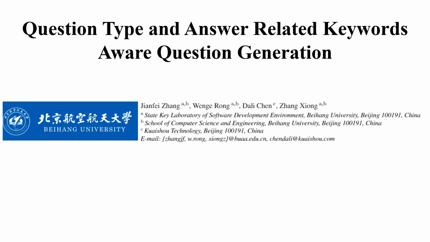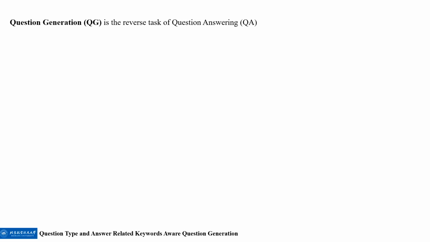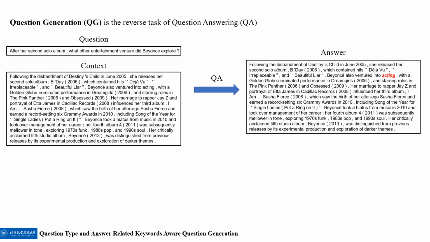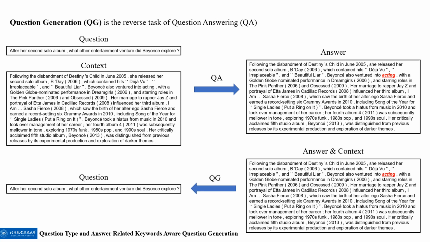I record this video presentation to introduce our work described in the paper Question Type and Answer Related Keywords Aware Question Generation. Question generation is the reverse type of question answering. Question answering is to answer a question given a context, while question generation is to construct a question given a context and a specified phrase or token as the answer.